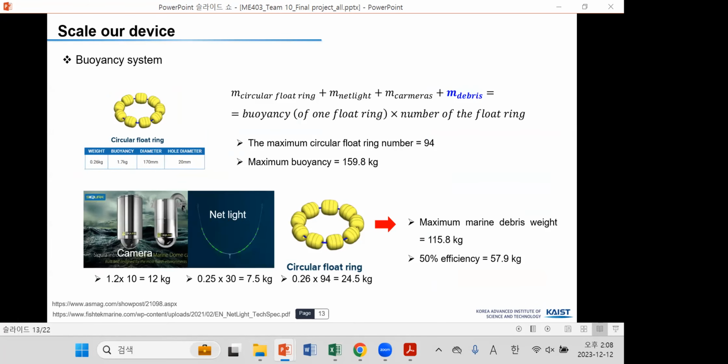And next is about the buoyancy system. We wanted to calculate how much marine debris we can collect at a time. So using the above equation and considering that the buoyancy of a circular ring is 1.7 kilograms and the mass of the accessories is like below, we got 115.8 kilograms. However, we cannot fully load the net, so we assume the efficiency is 50%.